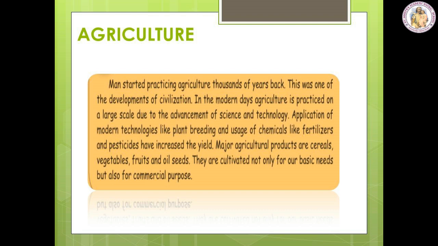Agriculture. Man started practicing agriculture thousands of years back. This was one of the developments of civilization. In modern days, agriculture is practiced on a large scale due to the advancement of science and technology. Application of modern technologies like plant breeding and usage of chemicals like fertilizers and pesticides have increased the yield. Major agricultural products are cereals, vegetables, fruits and oilseeds. They are cultivated not only for our basic needs but also for commercial purposes.